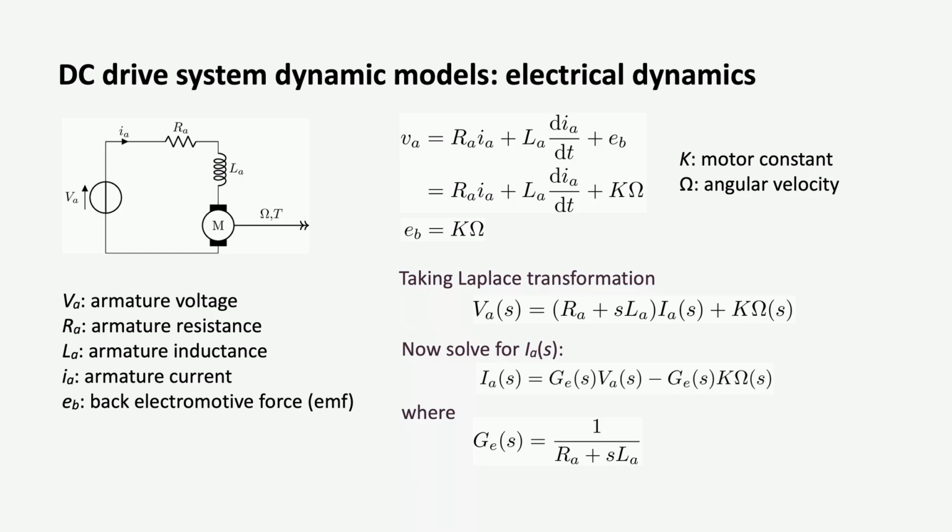By solving the armature current I_A from the transformed equation, we can obtain the expression of the armature current in the s domain. Obviously, I_A is governed by both the armature voltage and the rotational speed, and here G_E represents the electrical transfer function of the RL component in the circuit.